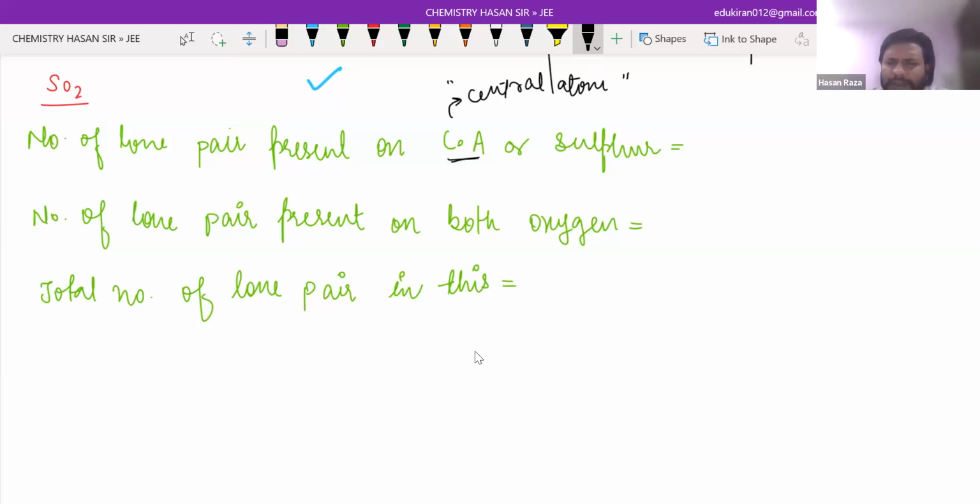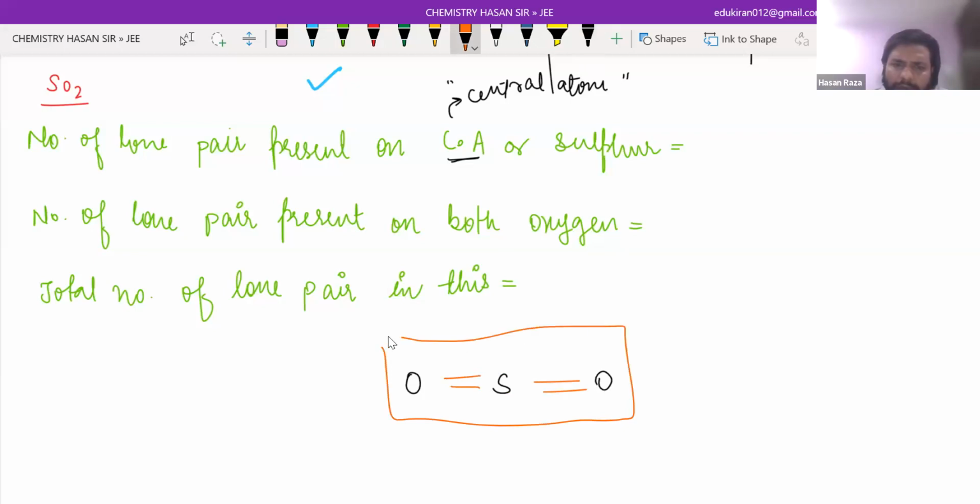Okay, see, it's so easy. Sulfur is the central atom, oxygen, oxygen. Now what you need to do is very simple. Oxygen is surrounding, so it will make a double bond. Simple. This is the structure of your SO2.